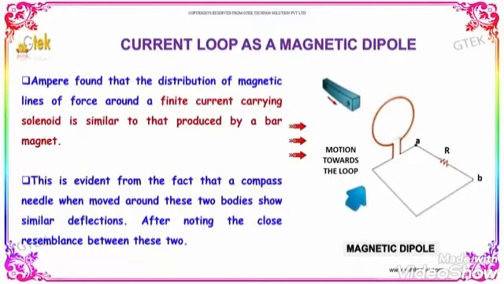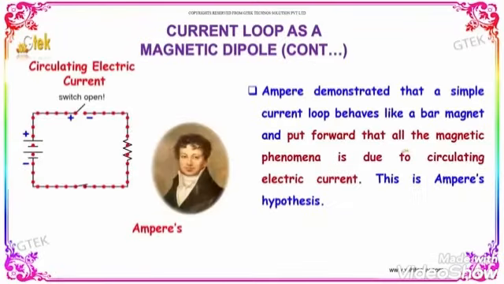Current loop as a magnetic dipole. Ampere found that the distribution of magnetic lines of force around a finite current carrying solenoid is similar to that produced by a bar magnet. Here you see the circulating electric current. Ampere demonstrated that a simple current loop behaves like a bar magnet and put forward that all the magnetic phenomena are due to circulating electric current.